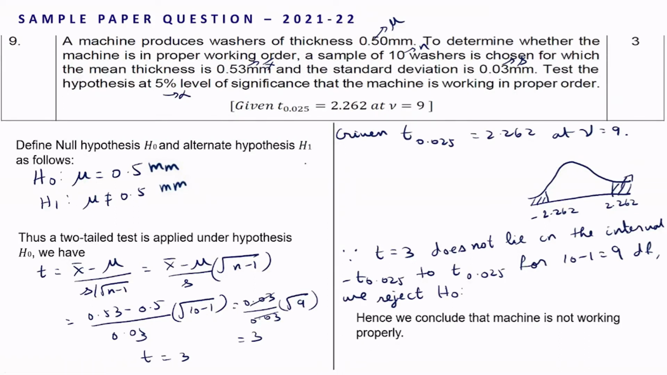Here again, for writing the hypothesis, we have 1 mark. Then for finding the test statistic t, 1 mark. And then for writing the conclusion and summarizing the results, we have 1 mark. So, a total of 3 marks for this question. So, this is how we have to go about in hypothesis testing using t-test.